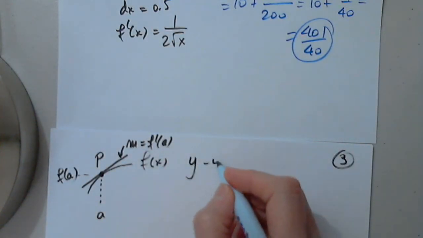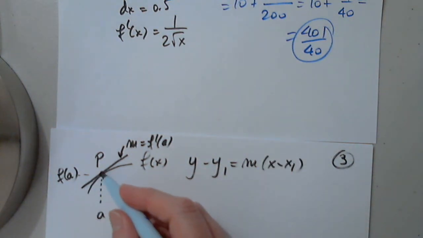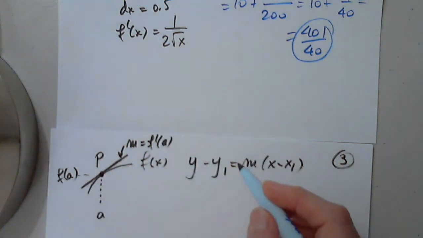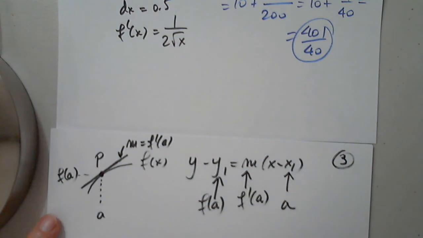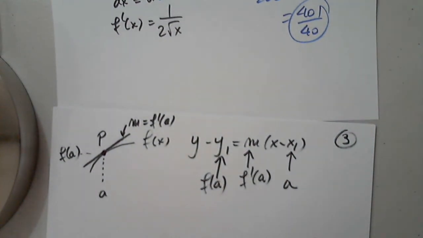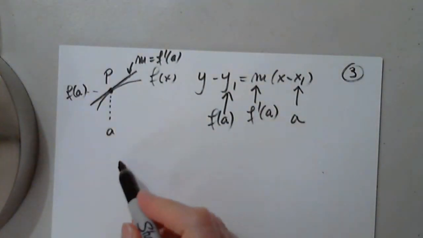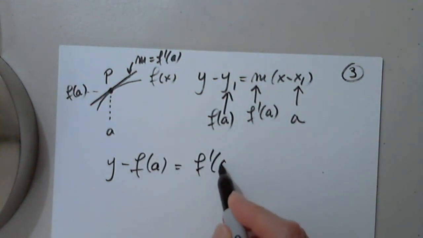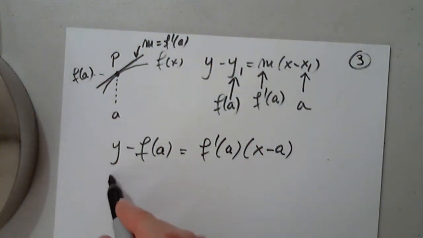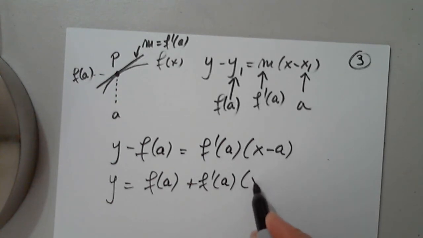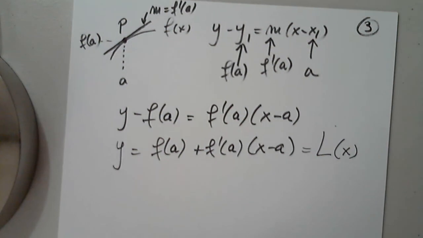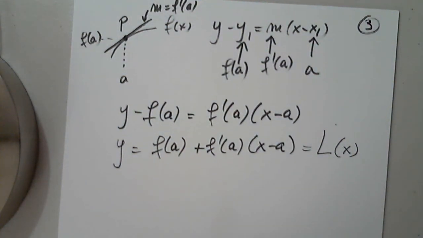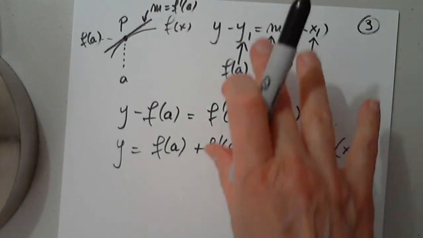Because of that, we have y minus y1 equals the slope times x minus x1. I need this to find the equation of this line. So y1 is f of a, because that's the point a, f of a. x1 is a, and the slope is obviously f prime of a. So I have all the parts. Then y minus f of a equals f prime of a times x minus a. I will move f of a to the other side: y equals f of a plus f prime of a times x minus a. This is also denoted by L of x. It's a linear function, that's why it's denoted by uppercase L. So this is the equation of this line.